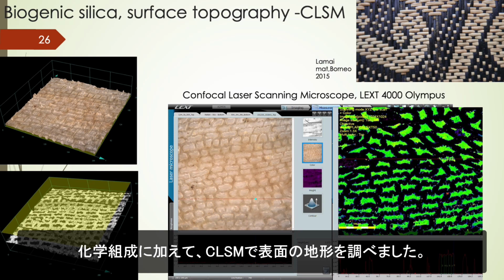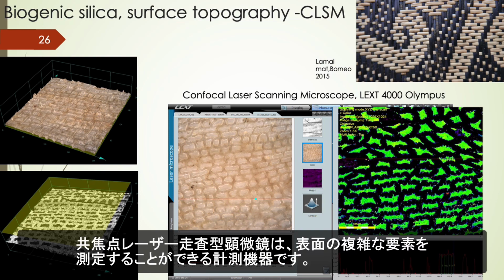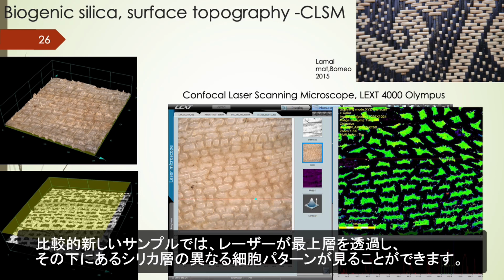In addition to chemical composition, the surface topography was examined with a confocal laser scanning microscope. And that type of microscope is a metrological instrument that allows us to measure intricate elements on the surface. So in relatively fresh material of rattan, the laser penetrated the top layer, revealing a different cellular structure of the silica layer underneath. And you can see a comparison of those two.